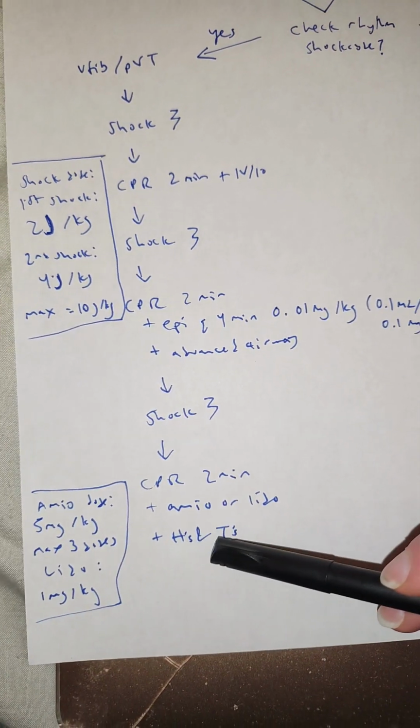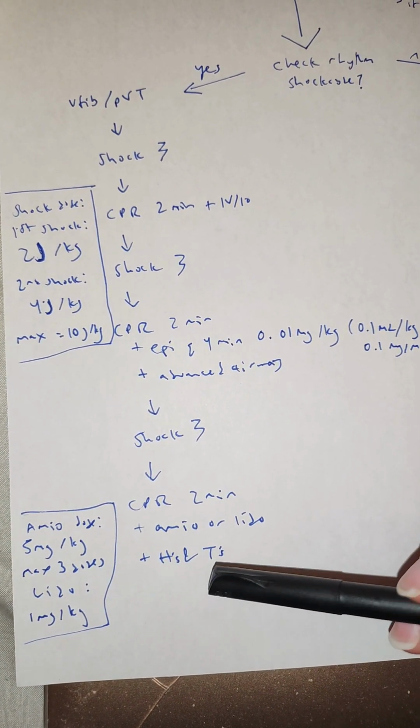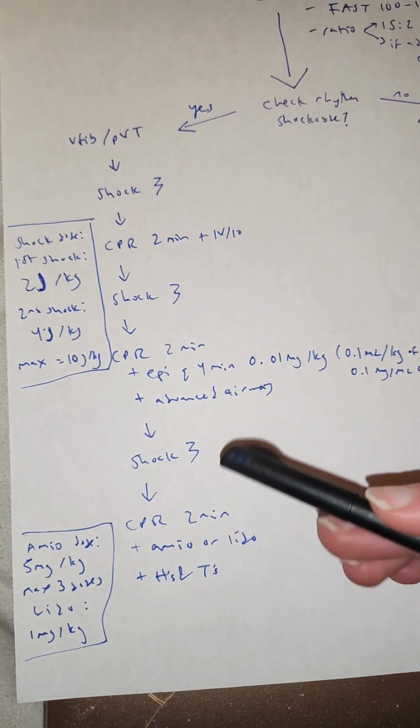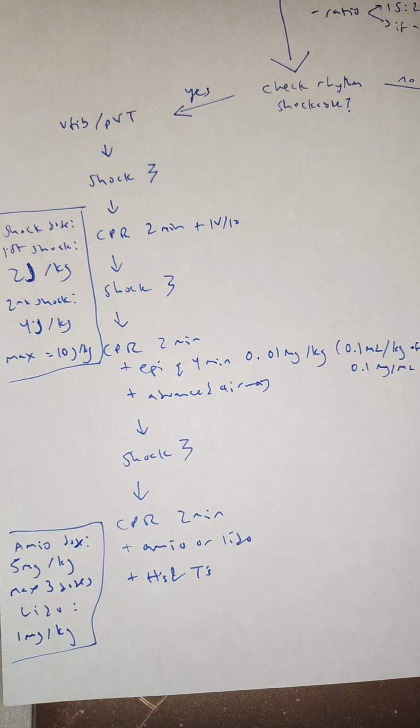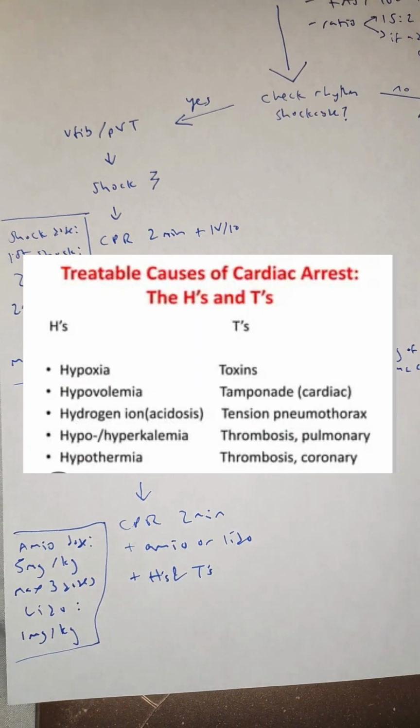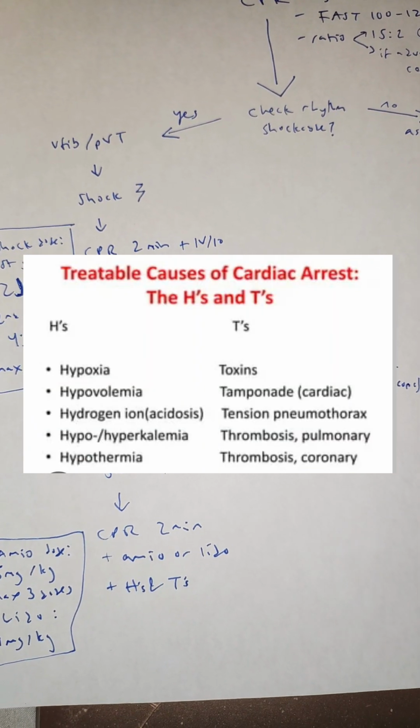At this point, you should already be starting to think about the H's and T's, which we went over in the ACLS video, so you could look to that video to see the H's and T's. You could just pull up any chart on the internet. I'll insert one over here. It's just something you have to memorize, but you have to be thinking about those things.